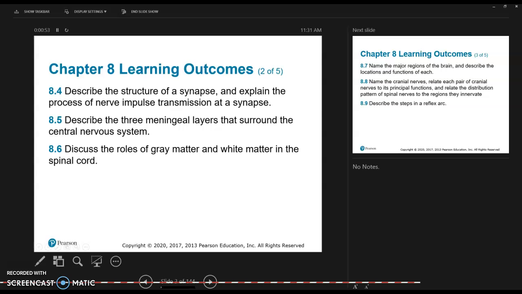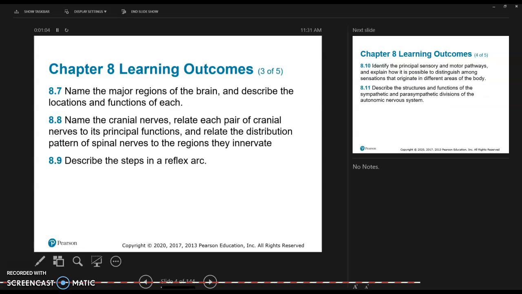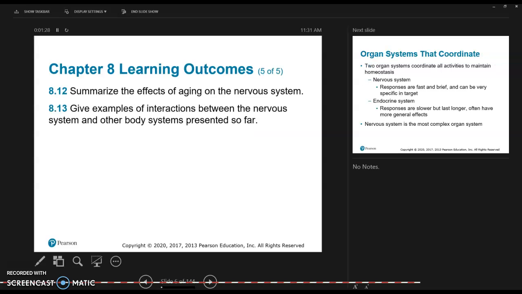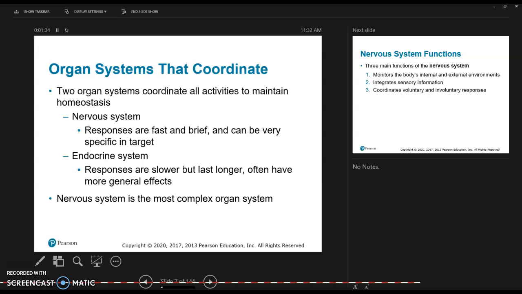We will do learning outcome 8.5, describe the 3 meningeal layers that surround the central nervous system, and discuss the roles of gray and white matter in the spinal cord. Name the major regions of the brain and describe the locations and functions of each. Name the cranial nerves, relate each pair of cranial nerves to its principal functions, and then describe the steps in a reflex arc, the sensory and motor pathways, and the sympathetic and parasympathetic divisions of the autonomic nervous system, the effects of aging, and the interactions between the nervous system and other body systems.